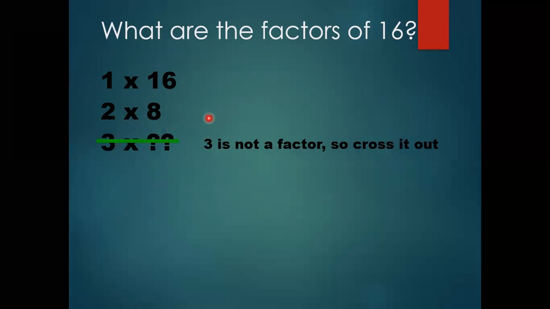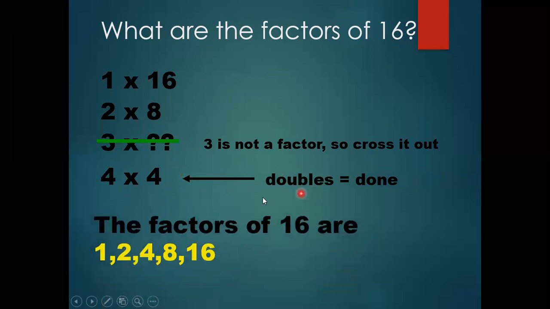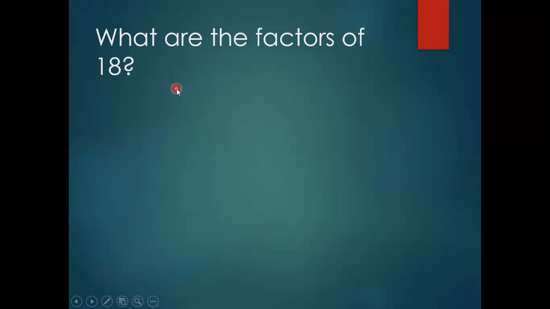Next try with 4. 4 multiplied by 4 is 16. This is doubles, right? Because 4 and 4. So doubles means done. So stop at that point. So the factors of 16 are 1, 2, 4, 8 and 16.